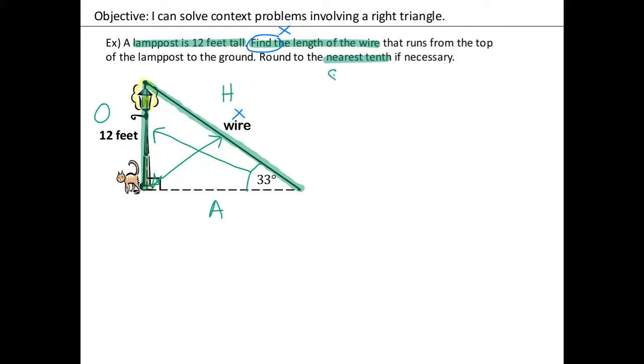And then for SOHCAHTOA, we have to figure out which letter we're not using. A. A has nothing attached to it here, so I'm going to cross out A. I don't have cosine and I don't have tangent. That leaves me with sine is opposite over hypotenuse, because I don't have anything given to me on the adjacent side.